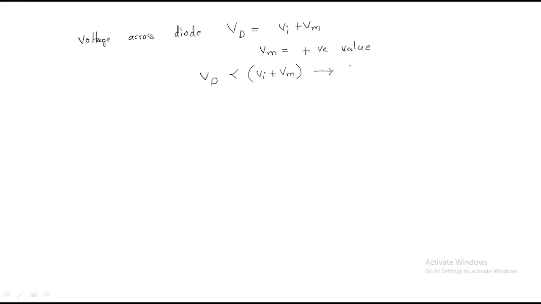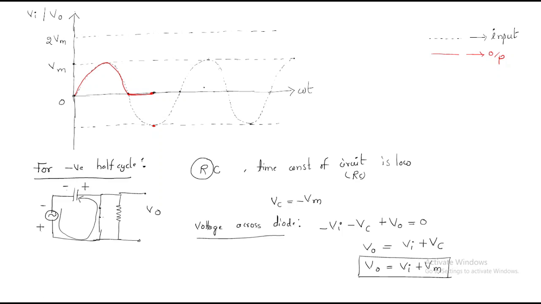That's why the diode is always reverse biased and open. But at only one point, at input voltage equal to minus Vm, at that time the diode voltage Vd is 0, and the voltage across the diode becomes 0 only at that point. So by using this phenomenon we will draw the line.